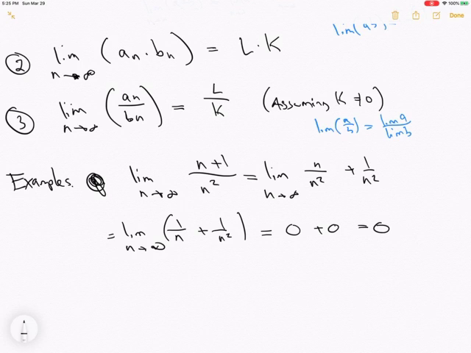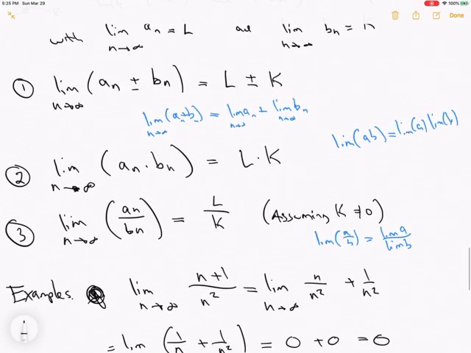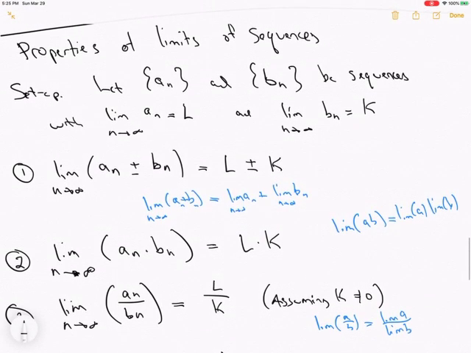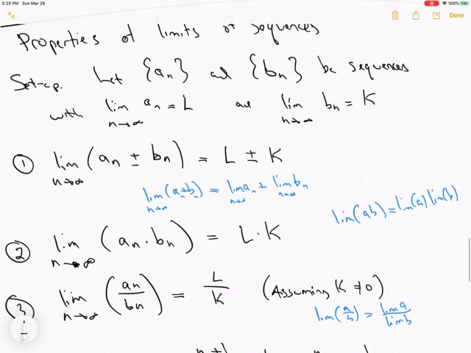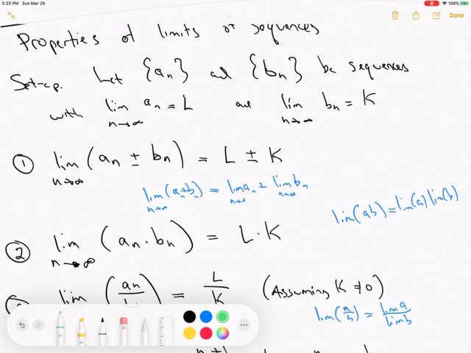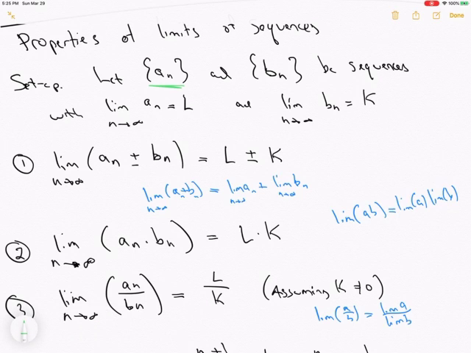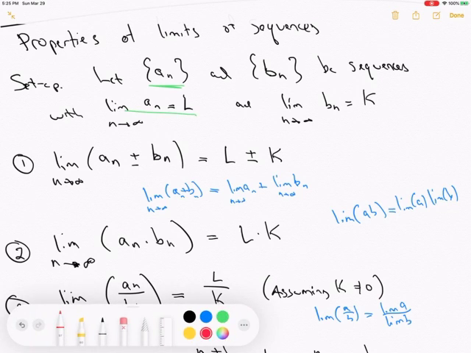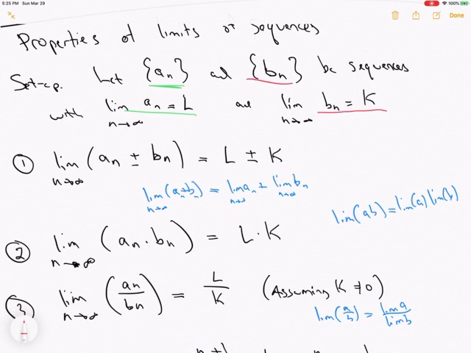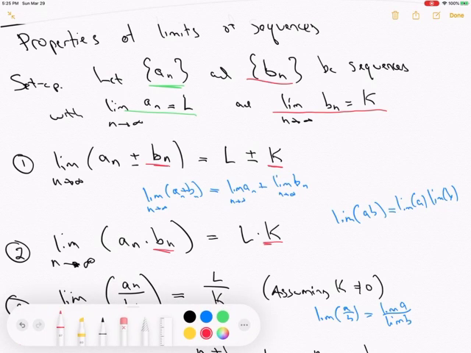And I numbered this, but that's the only example I want to do. So these are just how we calculate limits: we use these three properties. So again, if you have two sequences, and one of the sequences has a limit L, and you have another sequence, and that sequence has a limit, say K, then the limits behave well with respect to all of the arithmetic operations.